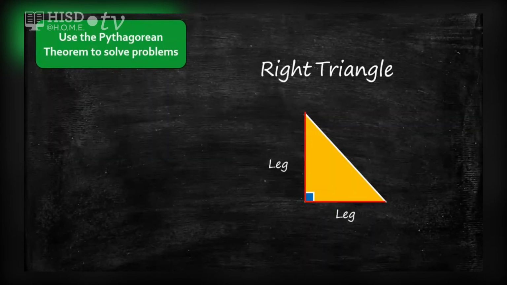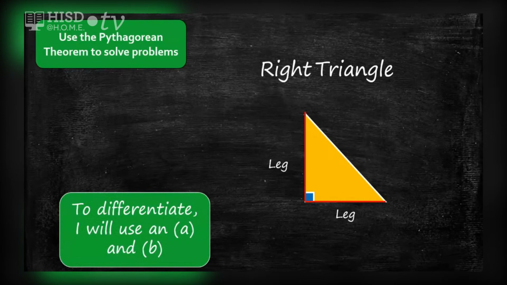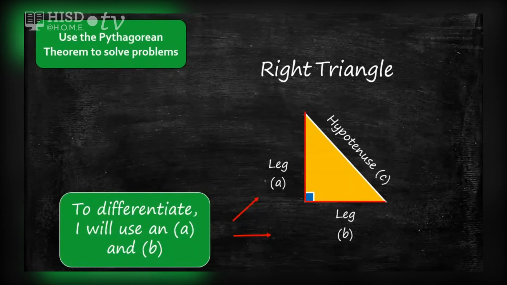And those two sides are called the legs of the right triangle. Just to differentiate them, I'm gonna call one leg leg A and another one leg B. The white line that you see there, that's the largest side of the right triangle, is called the hypotenuse. And that's given by the letter C. And now we are ready to start learning about the Pythagorean Theorem.